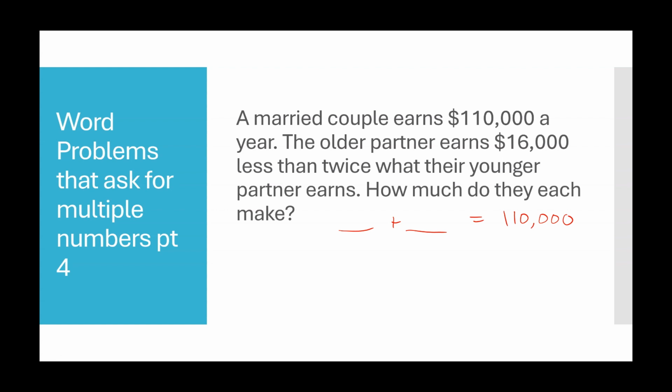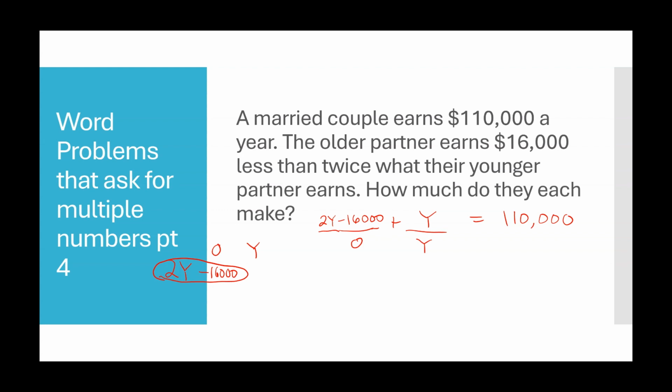Okay, side. Let's do that over here. We've got older, younger. The older partner earns $16,000 less. So we have to minus $16,000 twice what the younger one earns. Okay, so if this was older plus younger equals $110,000, I can just put in my Y for younger. But for older, I'm going to put in this mess here so that I only have one variable to deal with. 16,000 less than twice the younger partner.